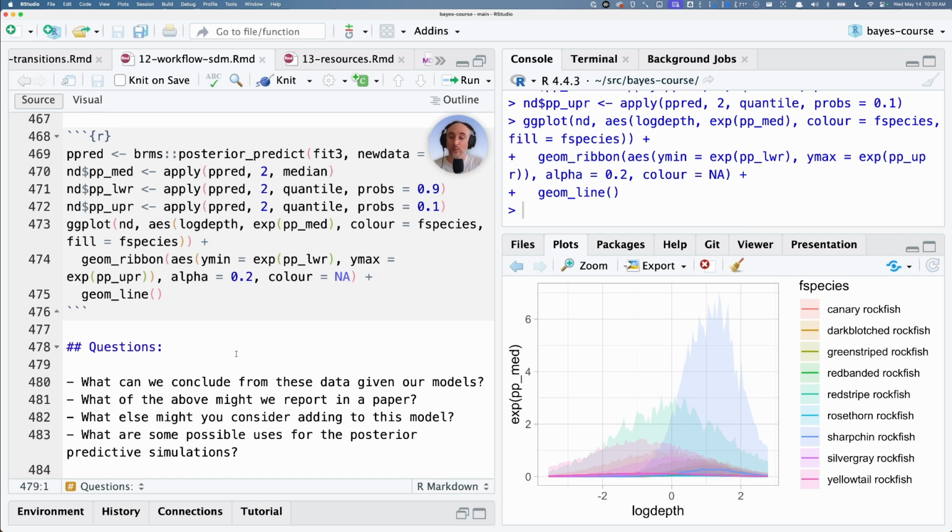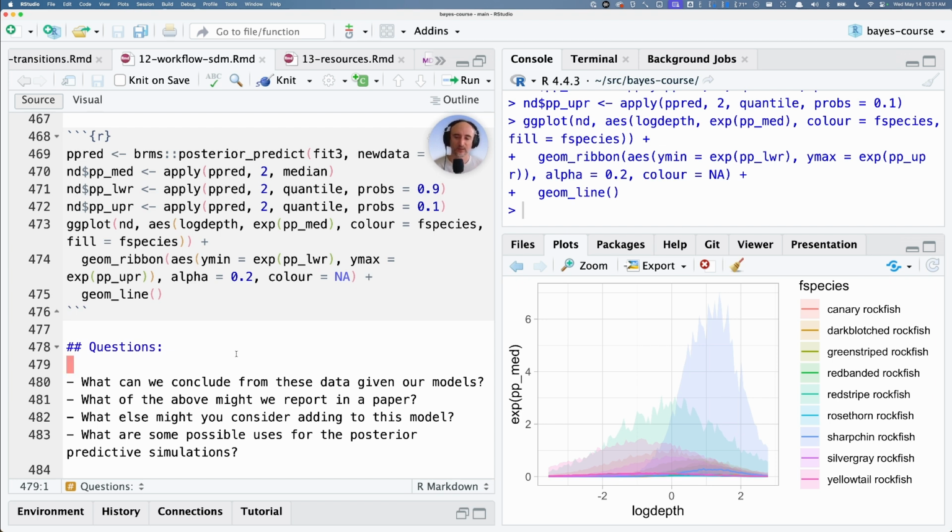And what might you consider adding to the model? I think a spatial term is probably the big one. So depth alone isn't the only predictor of species density. The next main ones I would think of would be space and time. So there's probably some correlation in the residuals that we haven't dealt with.